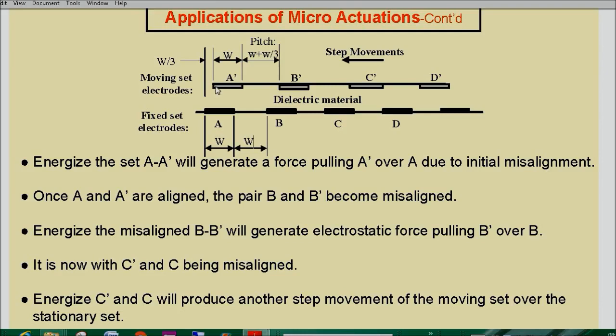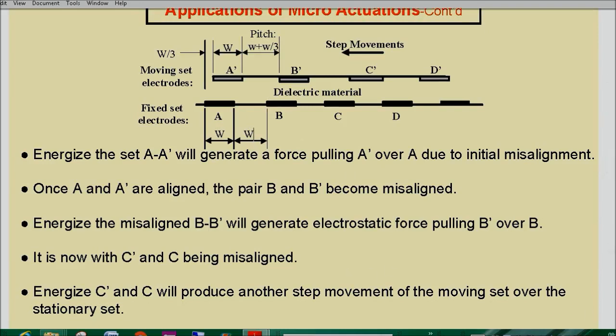Why? Because you see the position that you have started here. In the position that you have started, there will be a gap, a moving set of distance. This is a moving electrode, it will be W by 3. So the starting is W by 3. At the same time, the distance between A dash and B dash is not W, it is W by 3, but the distance between A and B is W. This you have to understand in the arrangement of these linear motion electrodes.